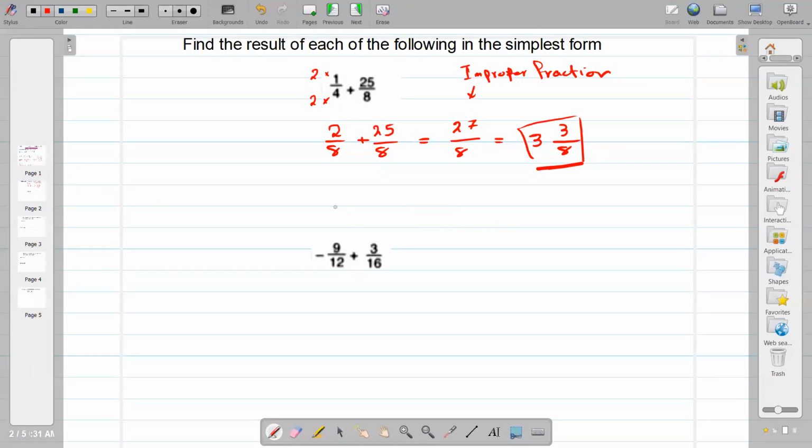Okay. Also, you can use the cross, another solution, another way, by using the cross. 1 over 4 plus 25. You can multiply.